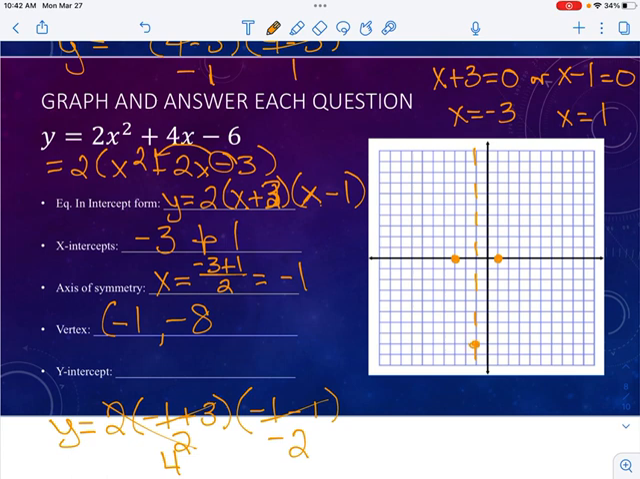So my graph is going to start here. It does have a stretch of 2. So I'm going to go right 1 up 2, and then right 2 up 8, because normally we go up 4, but we're multiplying it by that stretch amount. Also, if you notice, when I plug 0 back into my standard form for my x's, my y-intercept here would be negative 6. And we found that also on the graph. And that is how we do intercept form of a quadratic equation.